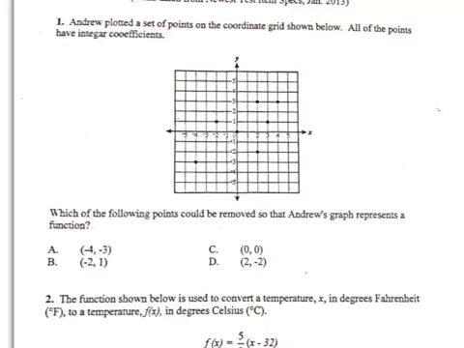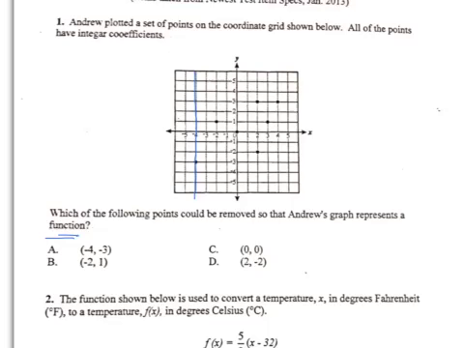And number 1 says that Andrew plotted a set of points on the coordinate grid shown below, and they all have integer coefficients. And so the question is, which of the following points could be removed so that Andrew's graph represents a function? So what we want to remember is that a function passes the vertical line test. And the vertical line test means that any vertical line can be drawn through the graph and hit the graph at exactly only one point.